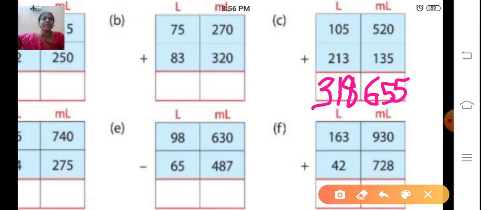So how to do that? First we'll add the milliliters first. 0 plus 5, 5. 2 plus 3, or 3 plus 2, 5. Then 5 plus 1, 6. Then move on to liters. 5 plus 3, 8. 0 plus 1, 1, and 1 plus 2, 3. So the answer is 318 liters, 655 milliliters. So you know how to add, right?